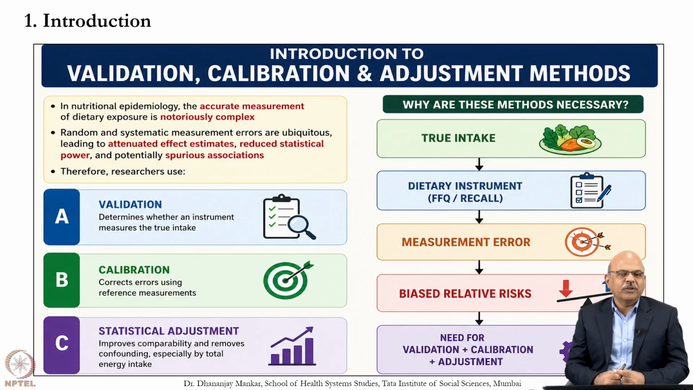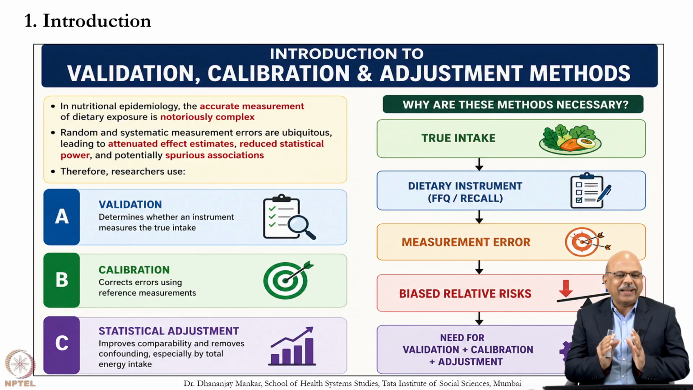In nutritional epidemiology, the accurate measurement of a dietary exposure is notoriously complex. Random and systematic measurement errors are ambiguous. They can lead to attenuated effect estimates, reduce the statistical power and potentially produce spurious associations. So you have to understand what this topic will deal with, the associations.